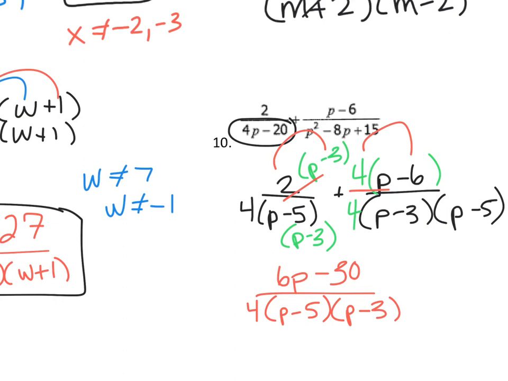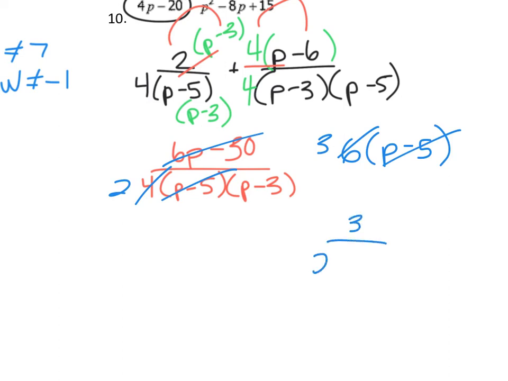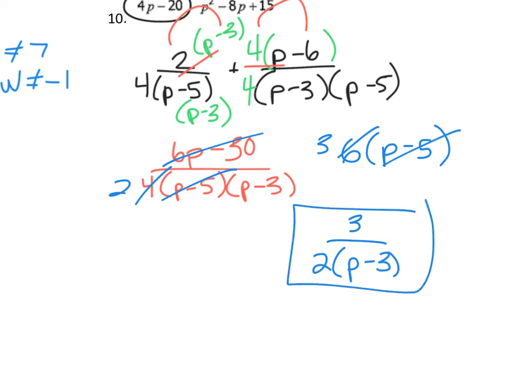So next I want to check, can I factor out the numerator and have anything cancel out? So I have 6 times p minus 5, that's going to be my numerator. So these p minus 5s will cancel out. And don't forget too that you have 6 over 4, so that's going to give you 3 halves. A lot of people forget to simplify even the fraction. So then I'll have 3 over 2 times p minus 3 as my answer.